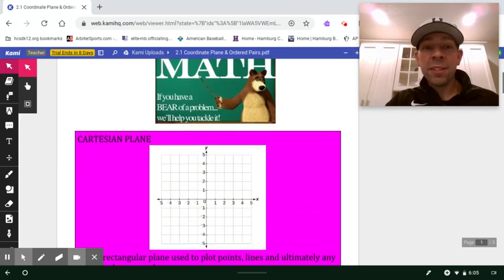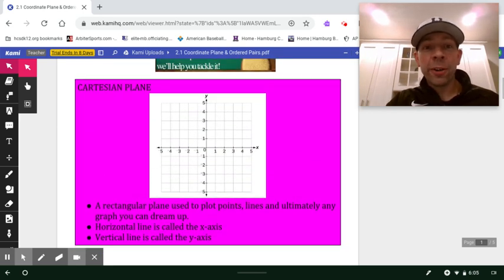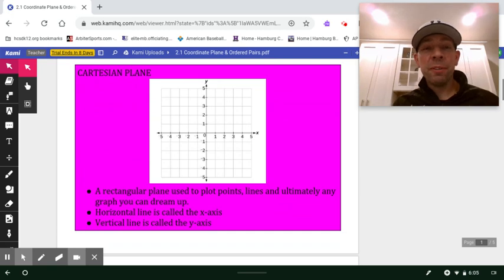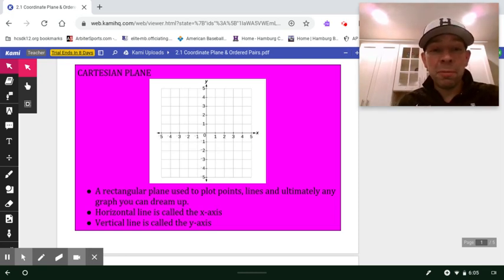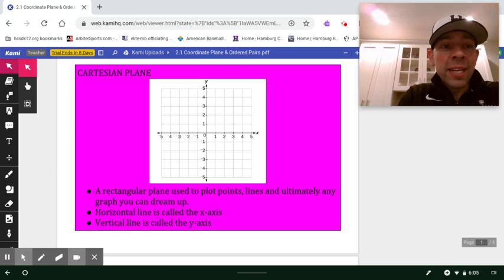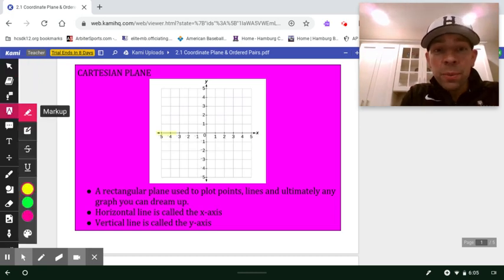So what we've got is this fancy phrase, Cartesian plane. It's just a really fancy word for basically a rectangular piece of graph paper that you're more accustomed to. And basically we use this rectangular plane to graph points, lines, and ultimately any graph that you can dream of. The horizontal axis here, which would be this one, is called the x-axis. And the vertical axis right here is called the y-axis.